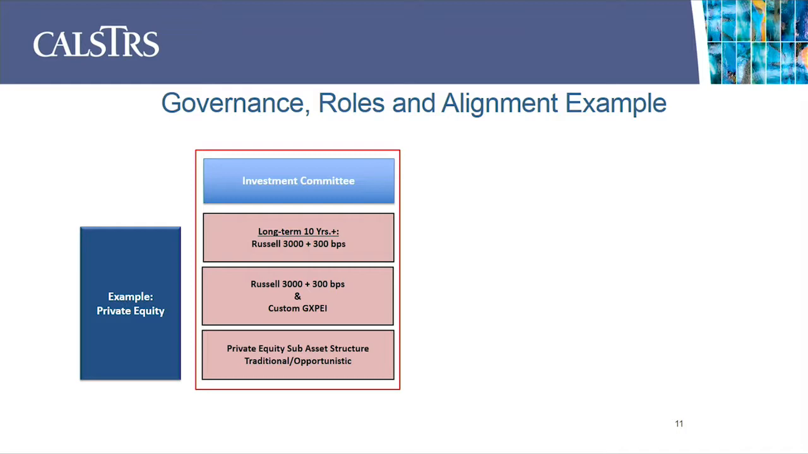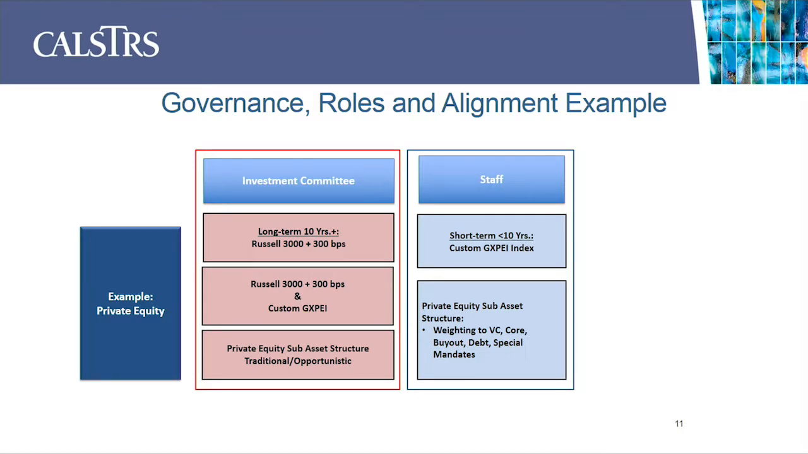And the board is setting the private equity sub-asset structure, which includes both traditional and opportunistic segments. You know, the traditional structure includes venture capital, buyouts, debt and distress related, and the opportunistic is more of a tactical piece within private equity.